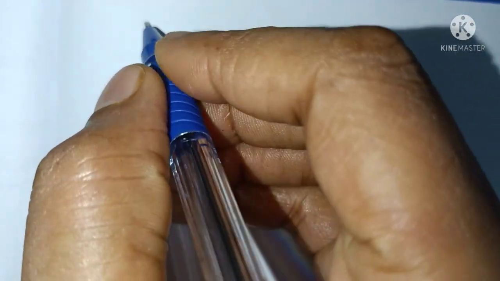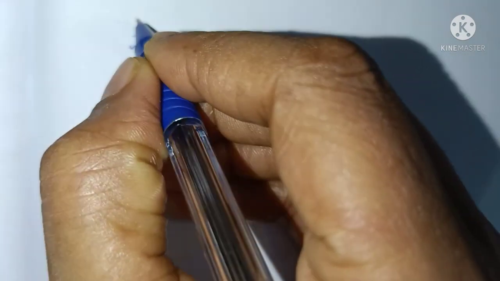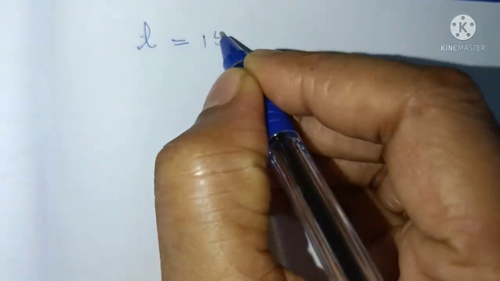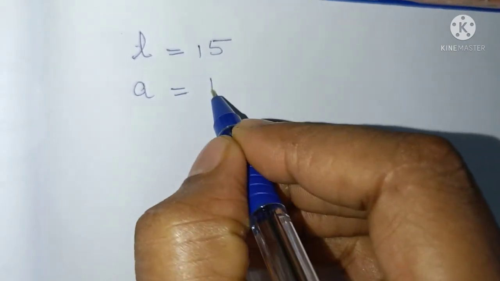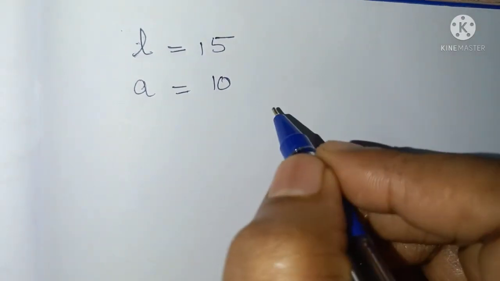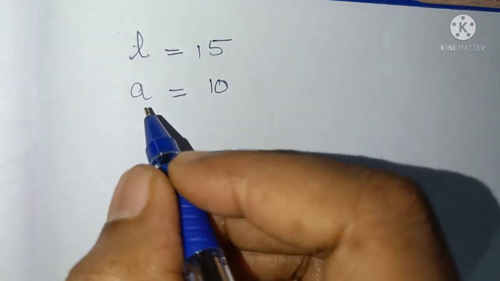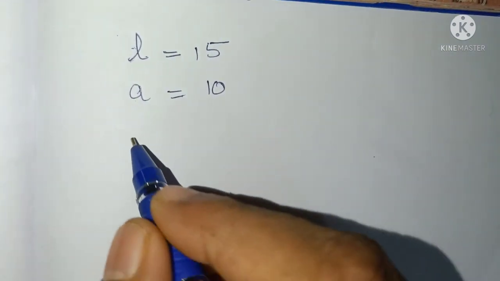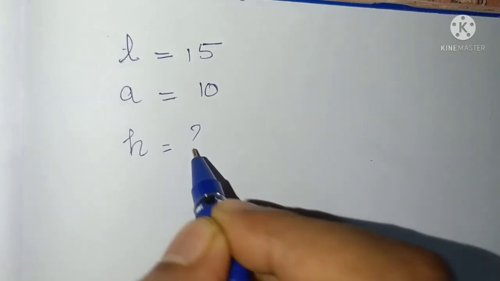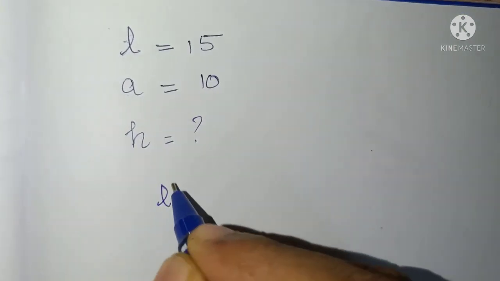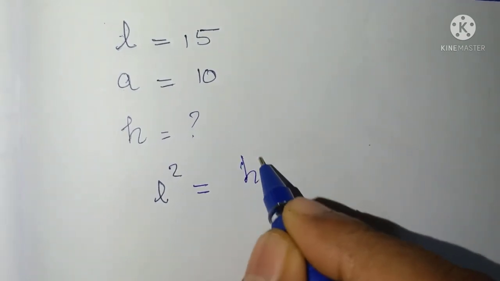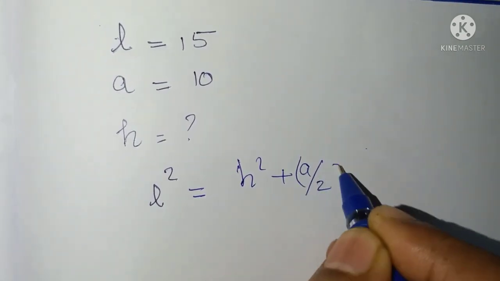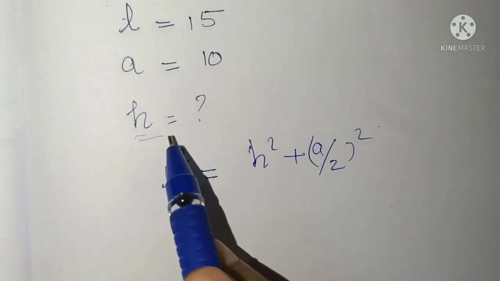Here we have slant height L is equal to 15 and A, the base edge, is equal to 10 centimeters. Then what is the relation between L, A and H? We need to find H. The relation is L squared is equal to H squared plus (A by 2) the whole squared. From this we need to find H.